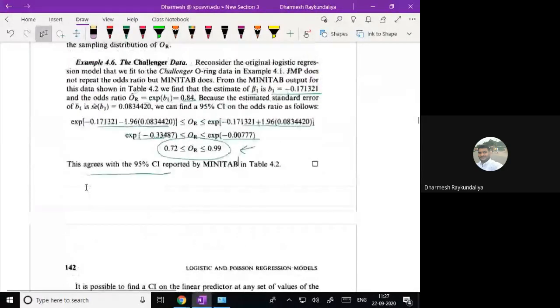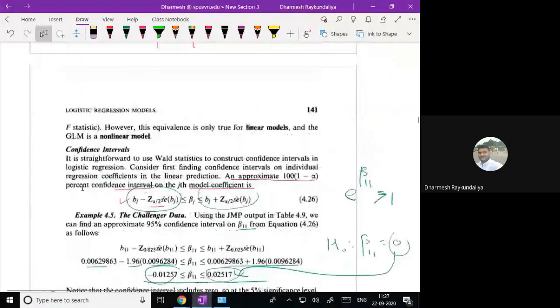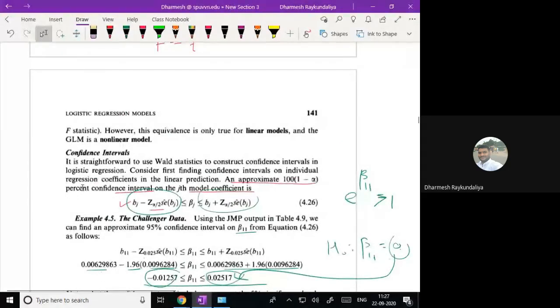Up to here clear, everyone? It's very simple. Estimate plus or minus test statistic times the standard error of the estimate gives the confidence interval.